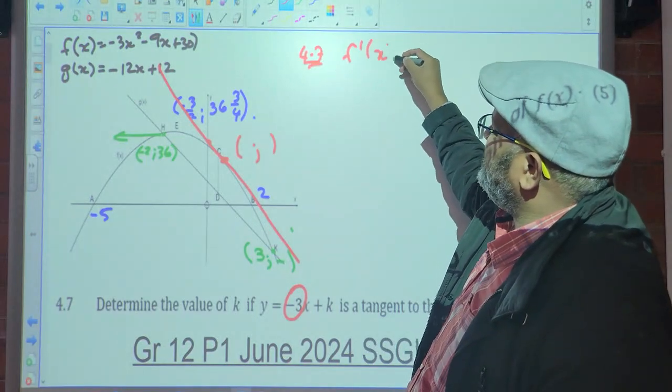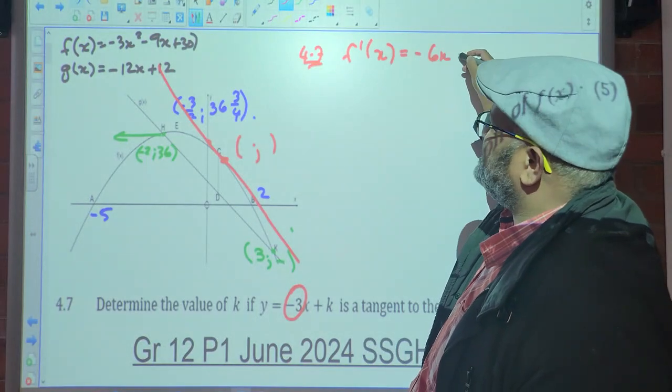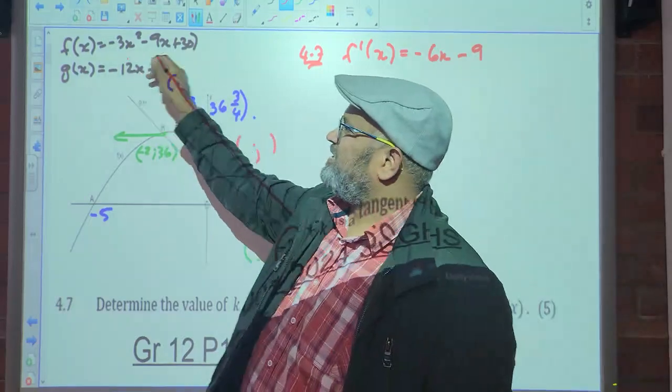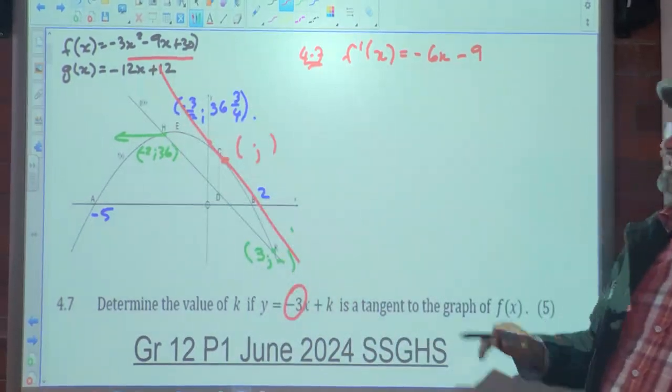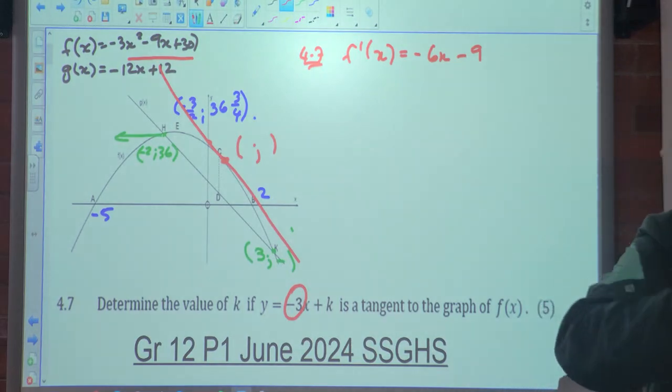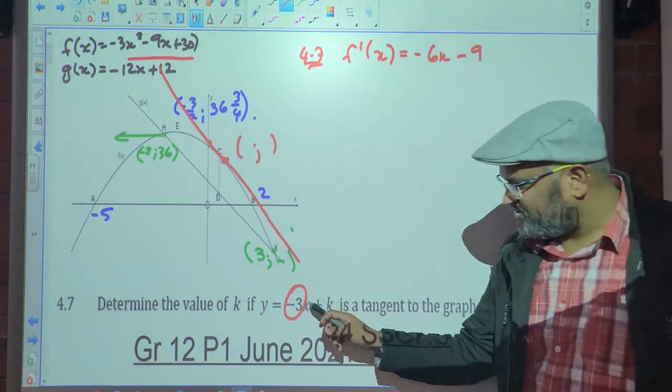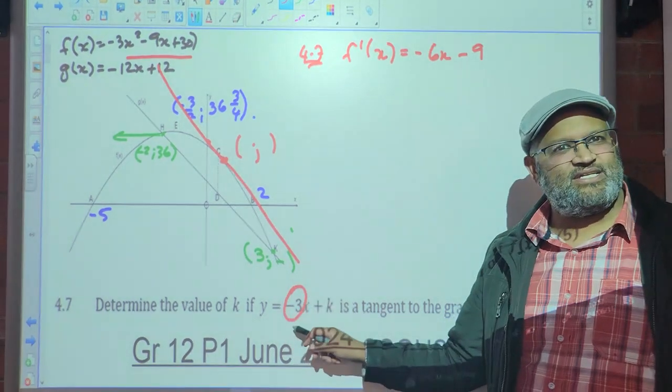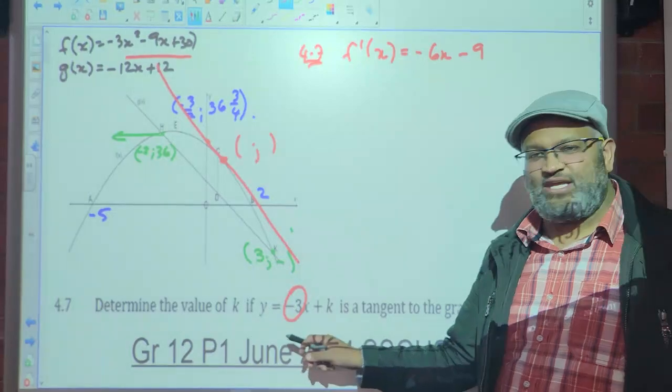First derivative. So f prime x is equal to negative 6x minus 9. I'm taking it from here. I'm applying the derivative. This is a general gradient anywhere along the curve. But I have a specific point on that curve I'm interested in. It leaves me with a gradient of negative 3.